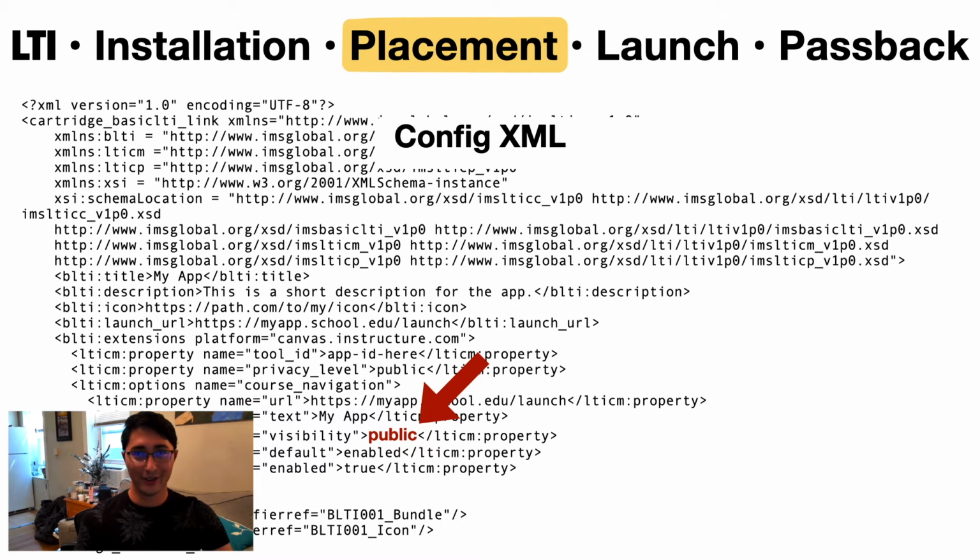So before installing this tool, all we're going to do is just edit that, just by deleting the word public and putting in the word members. And now when we install the XML and we get that LTI installed into the LMS, then only members of the course are going to be able to see and use the LTI.